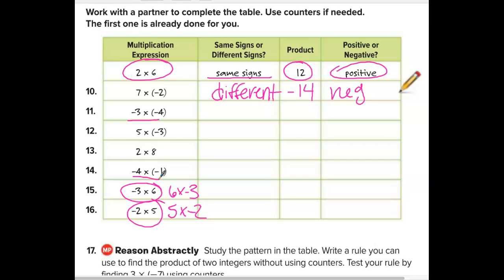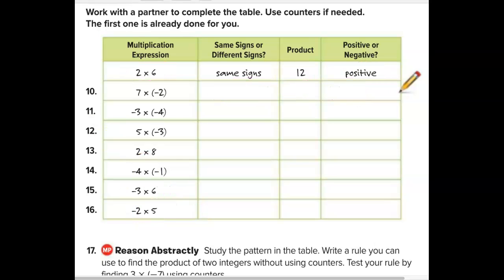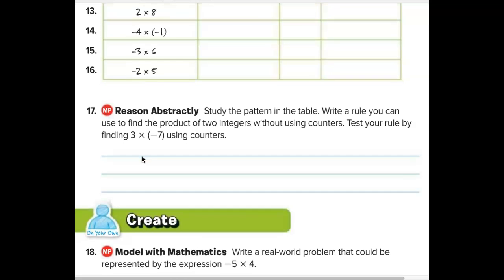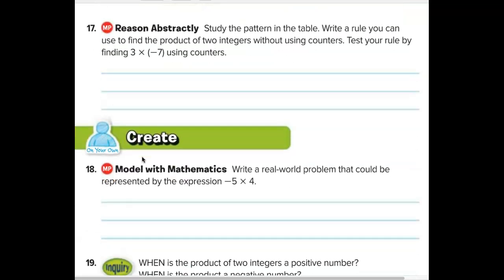Questions on that chart? So what's your question? Okay. So it's just the chart that's homework? Nope. Number 17, you need to study the pattern in the table and write a rule. So this is where you can come up with a rule. And then you need to see if your rule works by finding this answer right here, 3 times negative 7 using counters. Okay, so you need to draw that one out still.